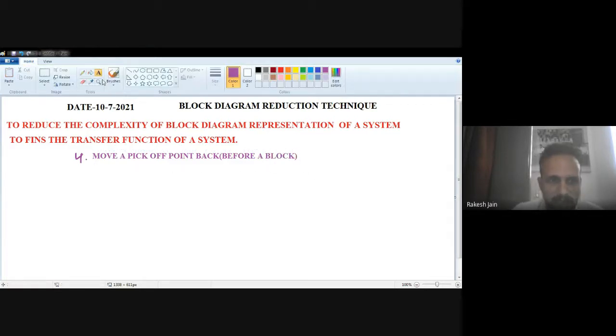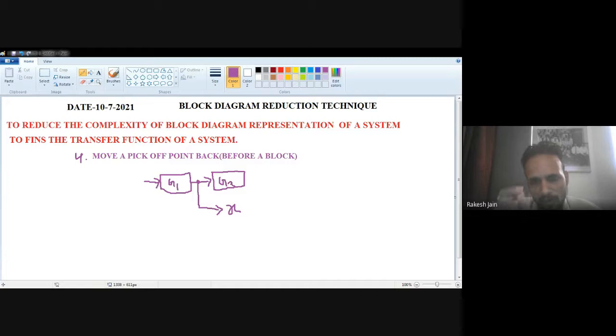What is the meaning of this one? Let's suppose we have two blocks. One is G1, whose gain is G1. The second block contains the gain G2. And let's suppose in between them there is a pick-off point which goes to some other place X. Connected with other blocks or anything. We don't want to discuss where it is connected, but let's suppose it is connected somewhere else. I just want that this pick-off point will move before the block.